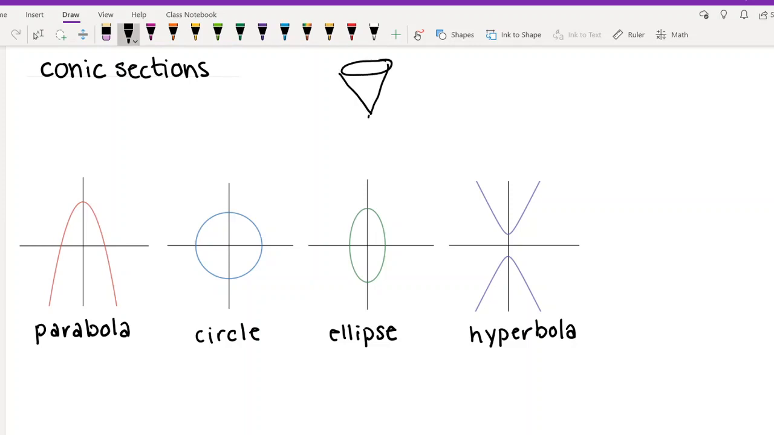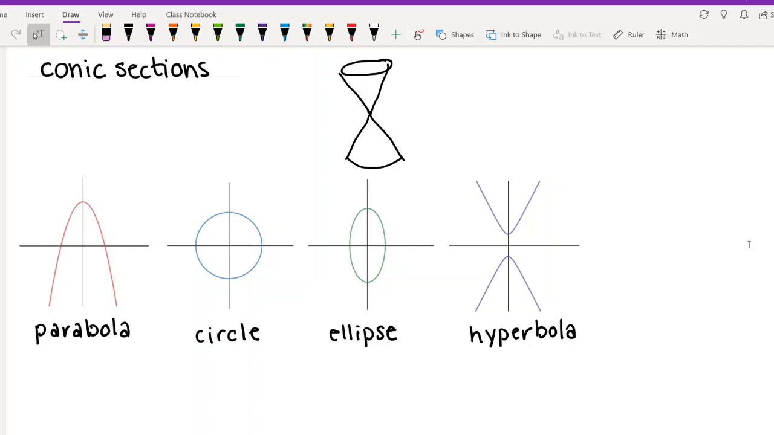So I'm just drawing a rough sketch here because I'll show you a much better picture in a second. So if you have a cone, or it kind of looks like an hourglass where it's like one cone kind of connected to another cone. If you take that shape, so picture that's a 3-dimensional shape, and then you kind of intersect it with a plane.